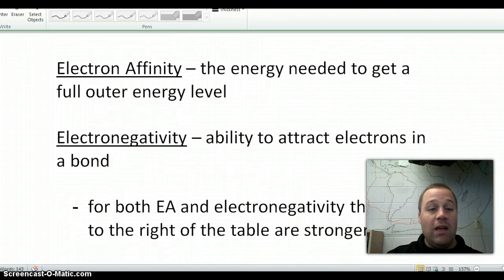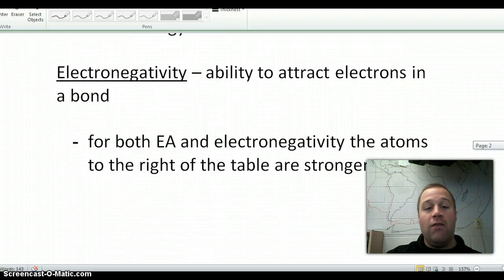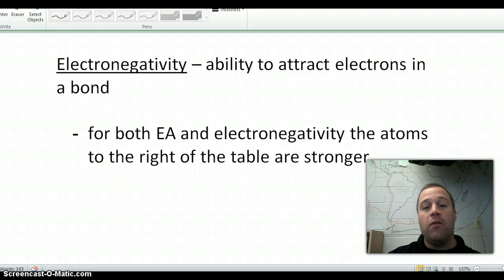Electron affinity is the energy needed to get a full outer energy level. We're not going to spend too much time with it, but the highest electron affinity is, again, the smallest atoms in the top right, and the lowest is in the bottom left. Electronegativity we're going to spend some time with when we do bonding here in a couple weeks, but it's the ability to attract electrons in a bond. The smaller atoms up in the top right, again, have a higher electronegativity. The ones in the bottom left, the big atoms, have a very low one. All this basically means that, for both electron affinity and electronegativity, the ones in the top right really want to keep their electrons. The ones in the bottom left that are really big really don't care if they lose electrons.